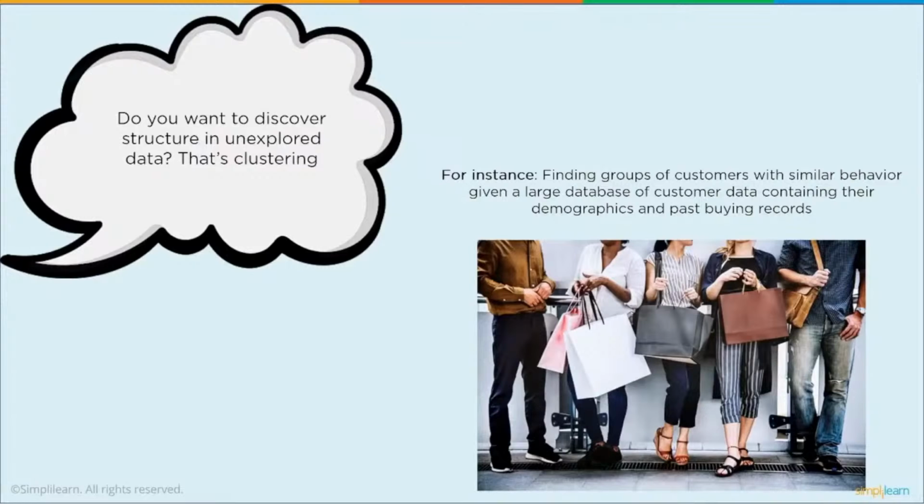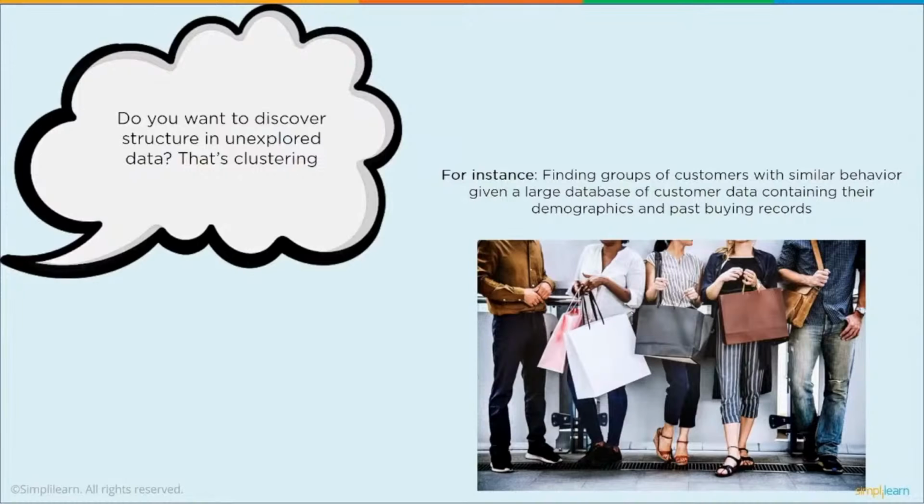For instance, finding groups of customers with similar behavior given a large database of customer data containing their demographics and past buying records. In this case, we might notice that anybody who's wearing a certain set of shoes goes shopping at certain stores, or whatever it is, they're going to make certain purchases. By having that information, it helps us to market or group people together so that we can now explore that group and find out what it is we want to market to them if you're in the marketing world. And that might also work in just about any arena.